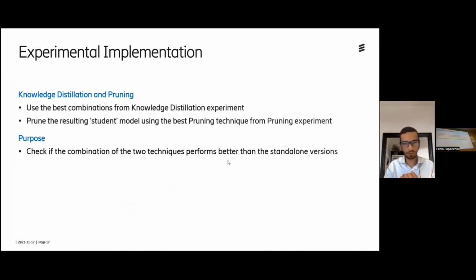And then our third and last experiment was the novel part of this study. We applied first knowledge distillation on the best combination found from the knowledge distillation experiment.